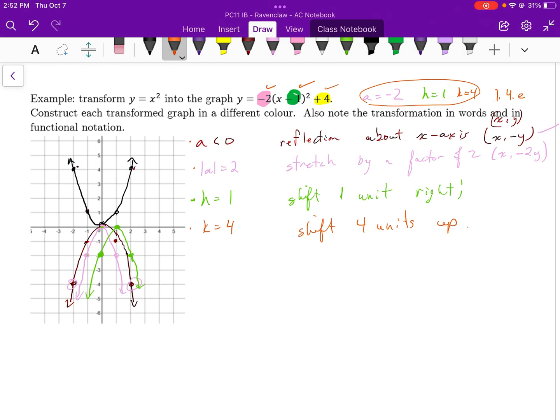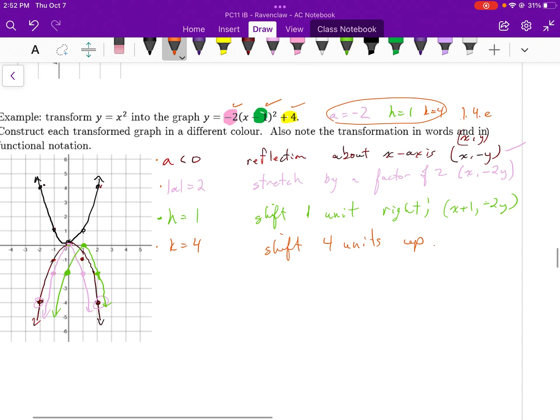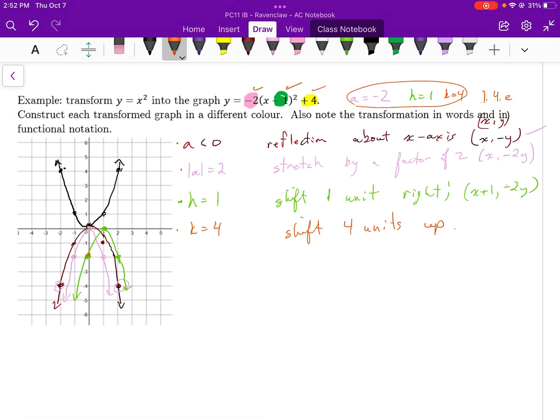Last but not least, 4 units up. Sorry, I forgot my point notation there. If I'm shifting 1 unit to the right, it turns into (x + 1, -2y). Now, if I'm shifting all the points up, I'm working off the green graph. I'm going to start off with this point (0, -2) and move it 4 up. 1, 2, 3, 4. It moves to (0, 2). This point at (1, 0) moves up to (1, 4). The point at (2, -2) moves up to (2, 2). So I have my three points on my transformed graph.